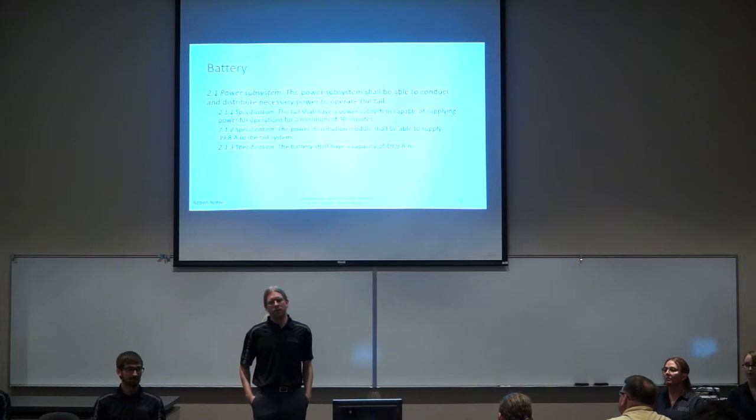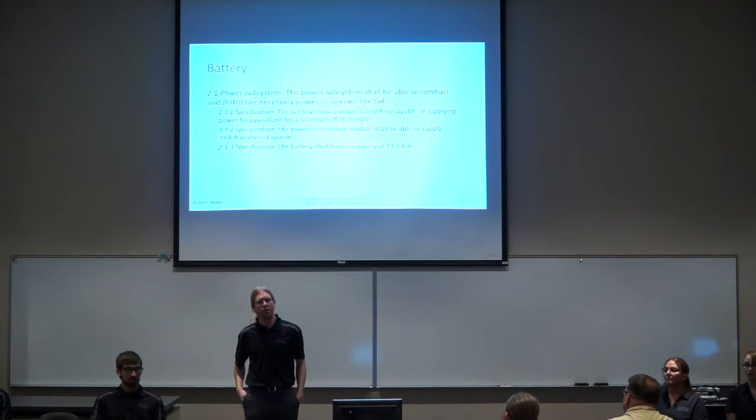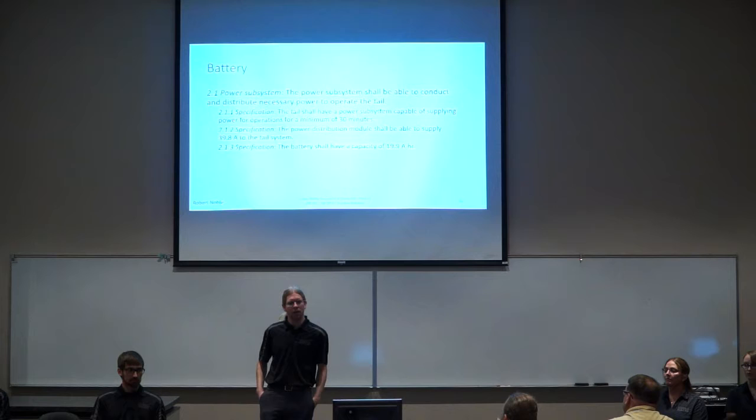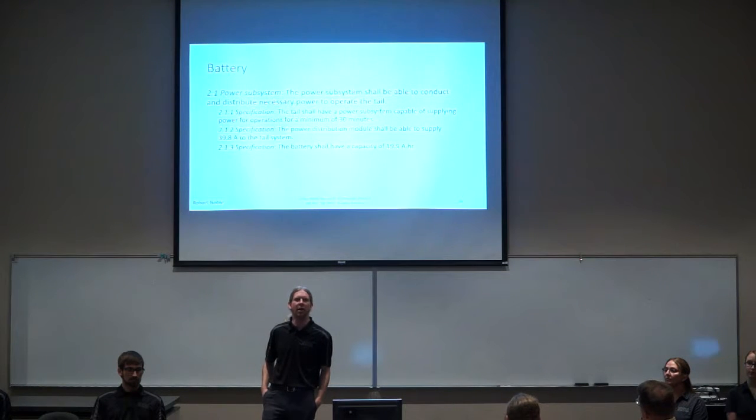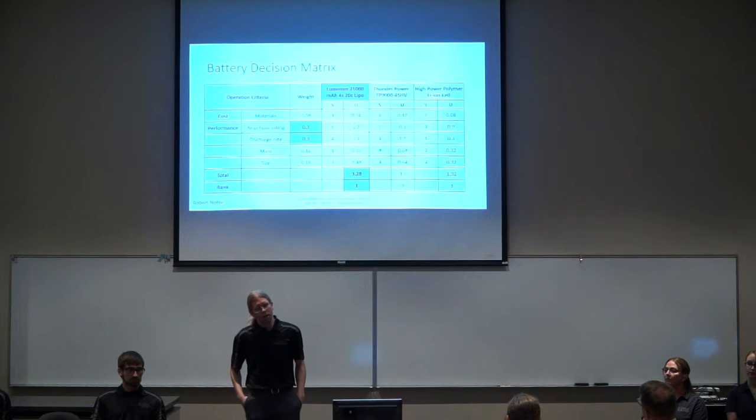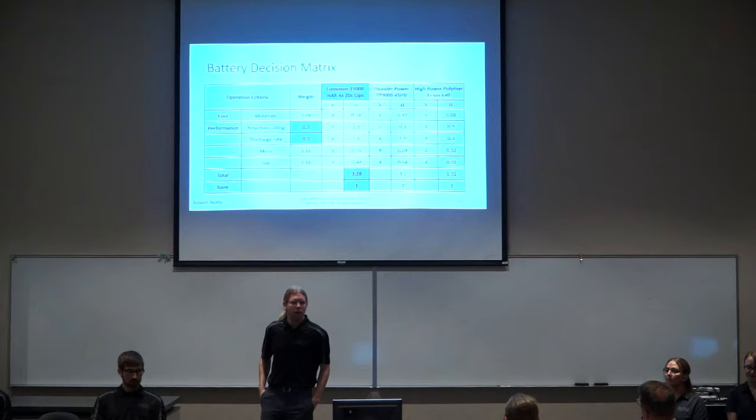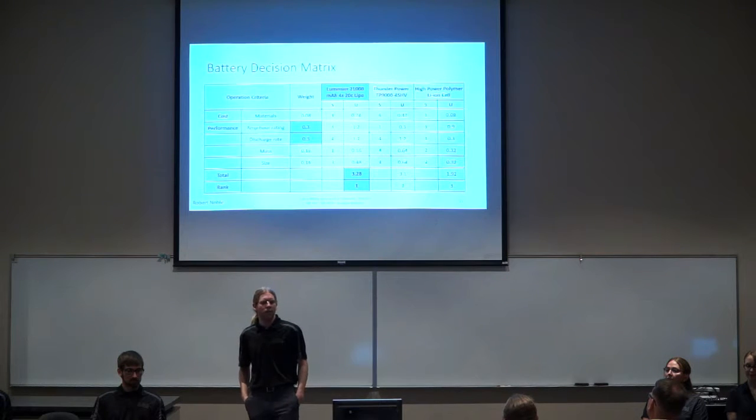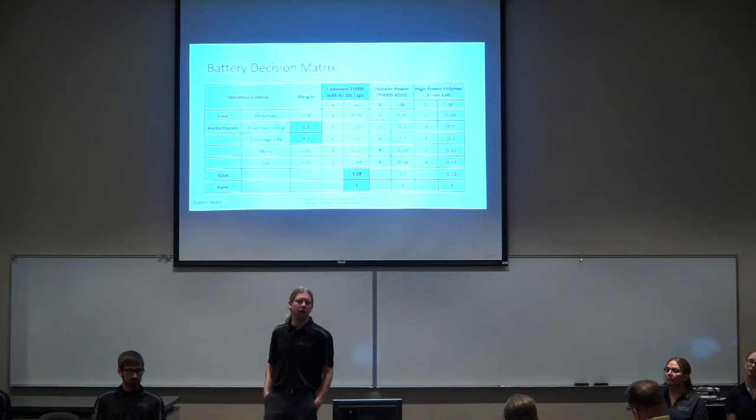For the specifications for our power subsystem, the tail must operate for a minimum of 30 minutes. The power distribution module shall be able to supply 39.8 amps to the tail, and as a result, the battery shall have a capacity of 19.9 amp hours. Three options were considered for the battery. The most heavily weighted criteria for the battery was amp hour rating and discharge rate, and as a result, the Lumineer 21,000 milliamp hour battery was selected.